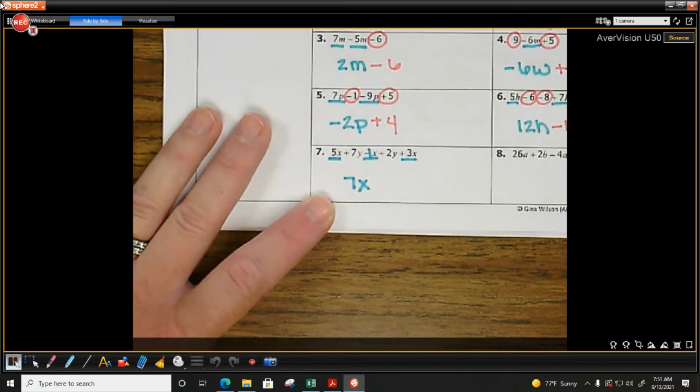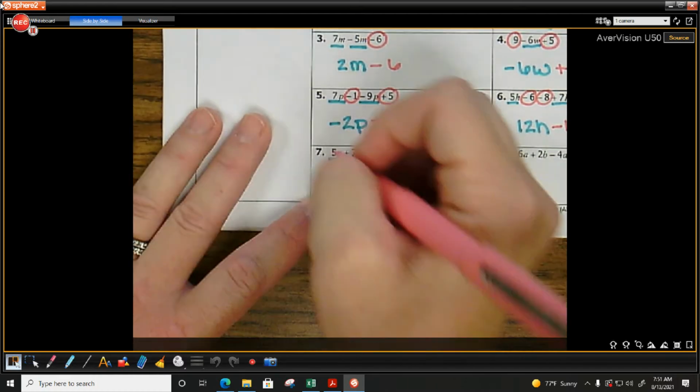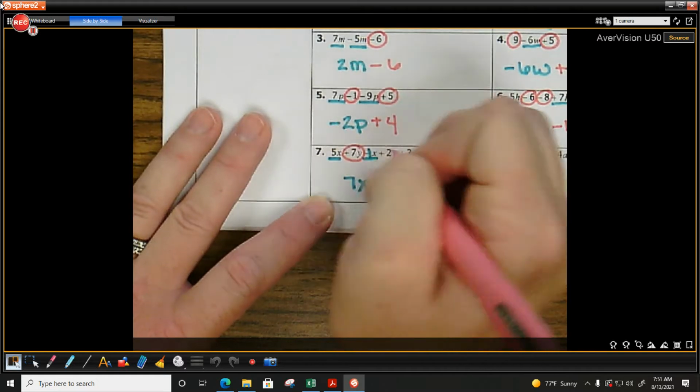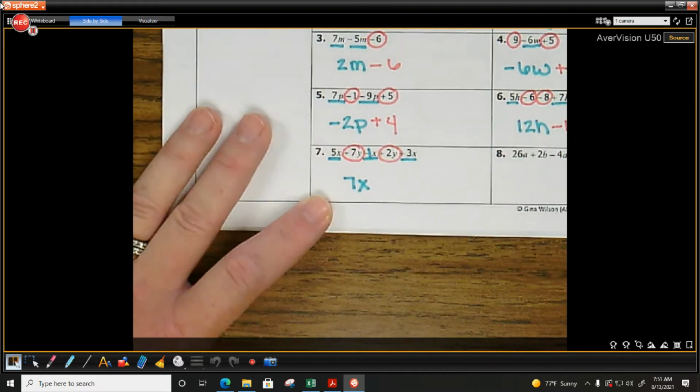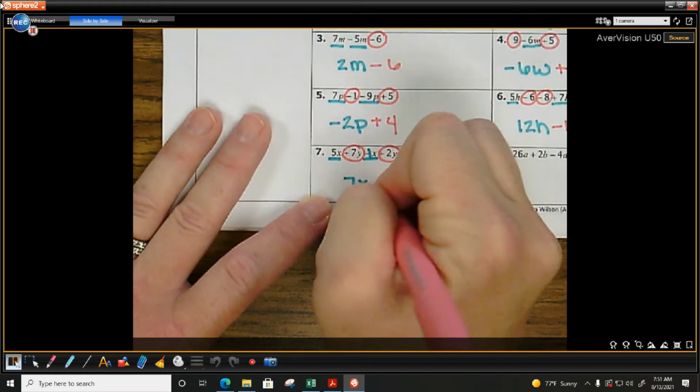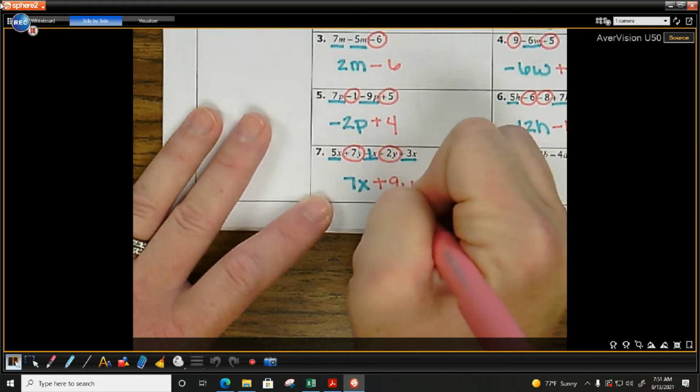Do I have other like terms? 7y and 2y. The 7y, a positive 7y, and a positive 2y. Positive 7 plus 2 is what? 9y. Positive 9, so a plus 9y.